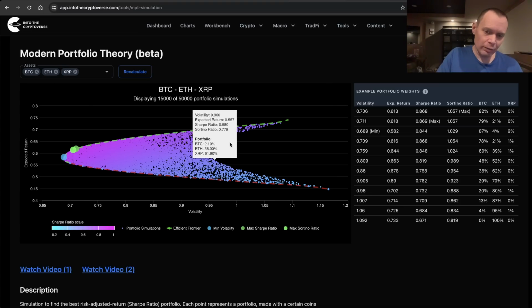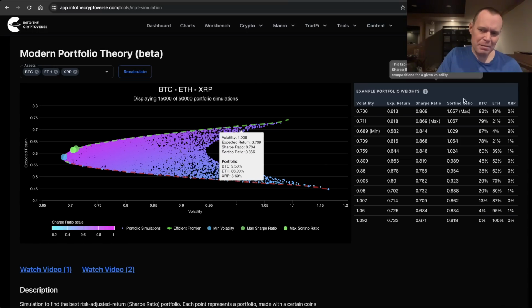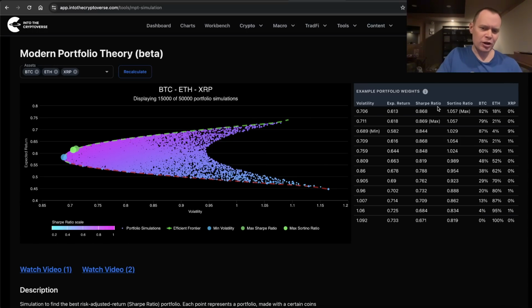So you can go all the way out over here on the efficient frontier and say, you know what? I don't want to maximize my Sharpe ratio. I just want to take on some risk. To hell with calculating out my Sortino ratio. I don't want to worry about that. I just want to take on some risk, but I want to make sure I'm on the efficient frontier. I don't want to be on the inefficient frontier.